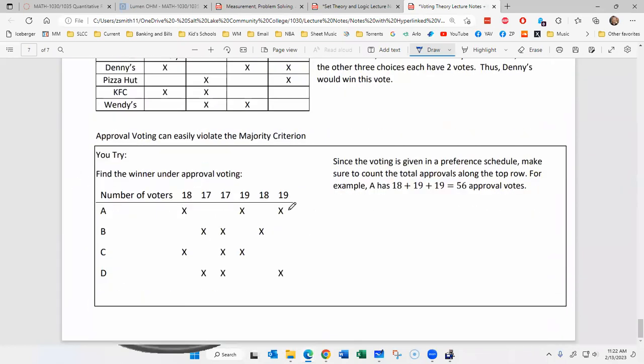And then there's also approval voting. How many people approved of B? 17 plus 17 plus 18. A has 56. Count how many each one has. Whoever has the most approval votes wins.